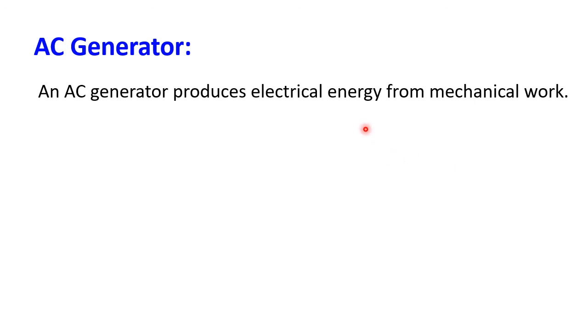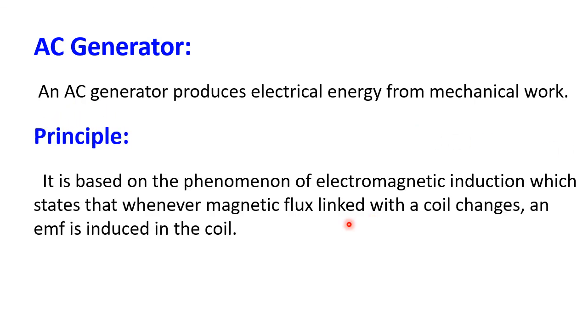An AC generator produces electrical energy from mechanical work. The principle behind it is electromagnetic induction, which states that whenever the magnetic flux linked with a coil changes, an EMF is induced in the coil. It is Faraday's law. So according to Faraday's statement, it is the practical application.